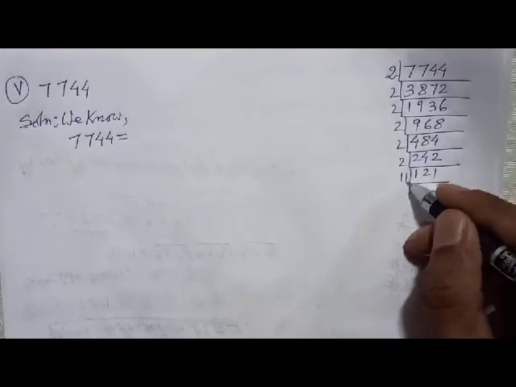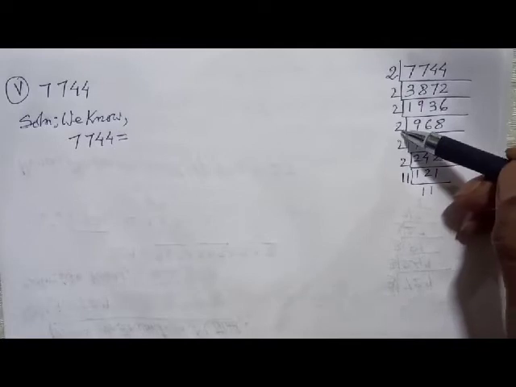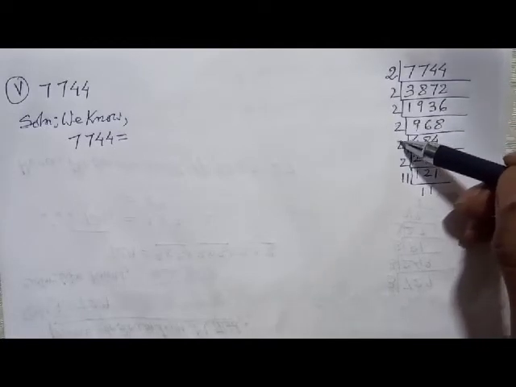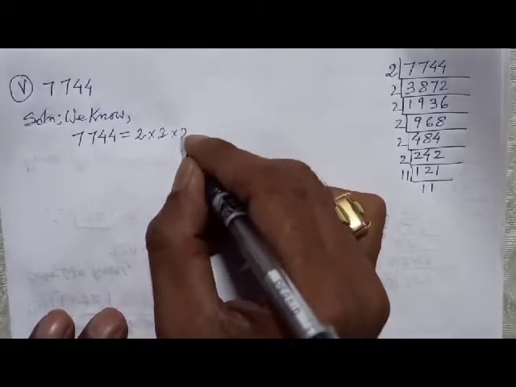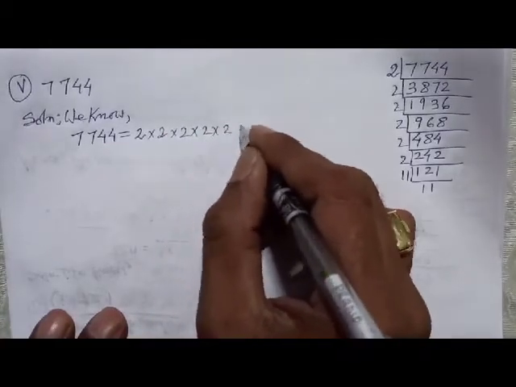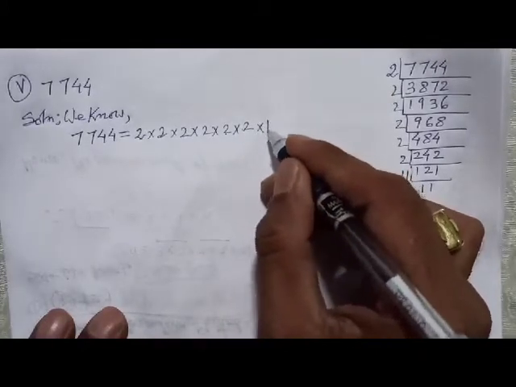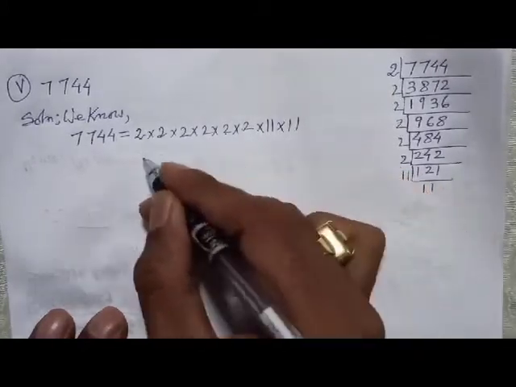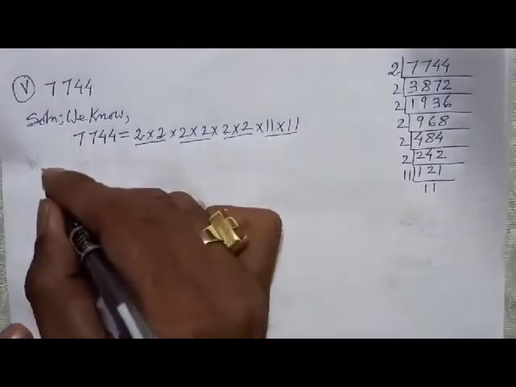121 we can divide by 11. Then 11 times 11. 2 appears 6 times. 1 2 3 4 5 6. After this, 11 into 11. Now pair the numbers. These are a pair, these are a pair, these are a pair, these are a pair.